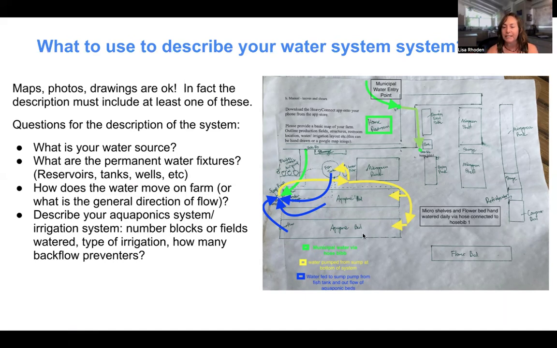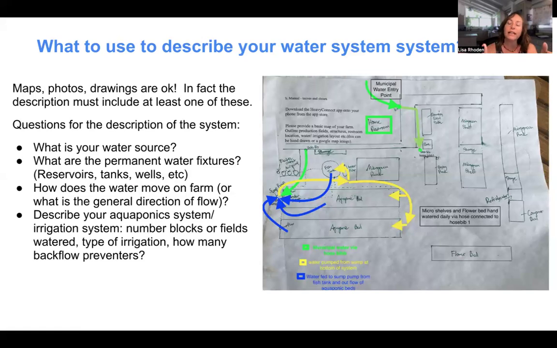This is an aquaponics system. So we've got an aquaponics bed here. We've got some other things over here. And essentially what they did is they just identified municipal water by color. So where is that? Right here, the house and bathrooms have the municipal water entry point up here. The yellow is the water pumped from the sump. Where does that go? And then blue is water fed to the sump from the fish tank. So you can see, again, very simple. We don't need it to be really fancy.